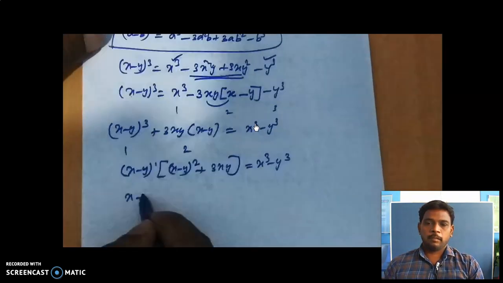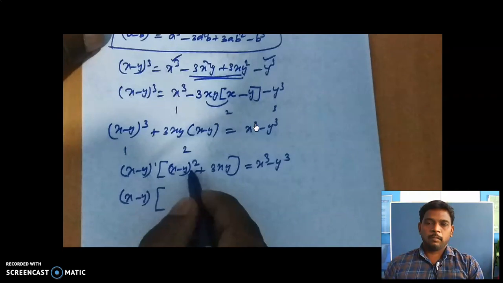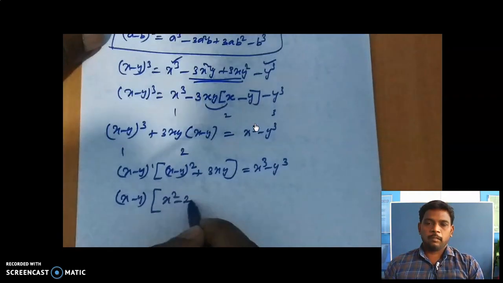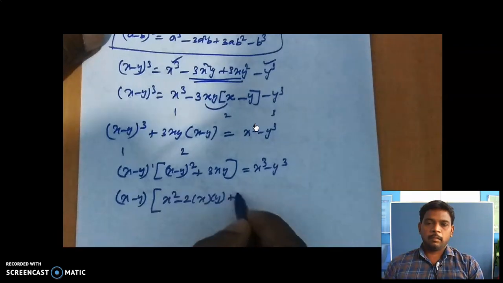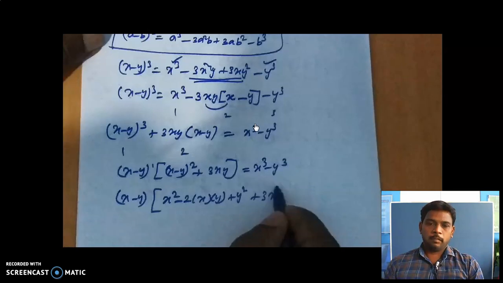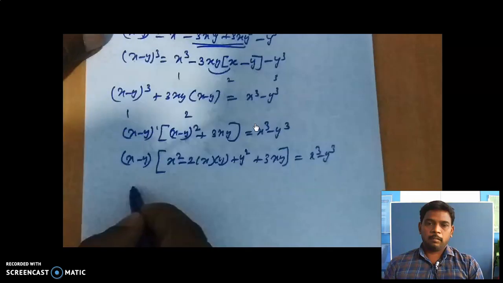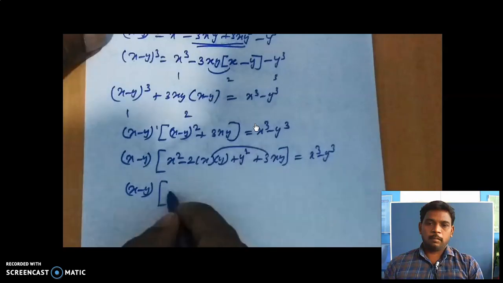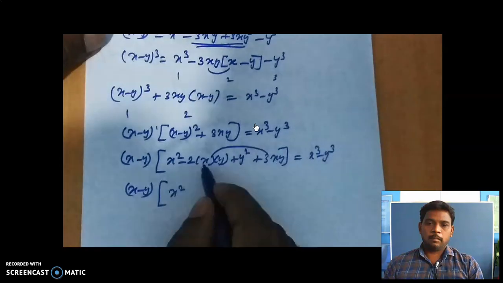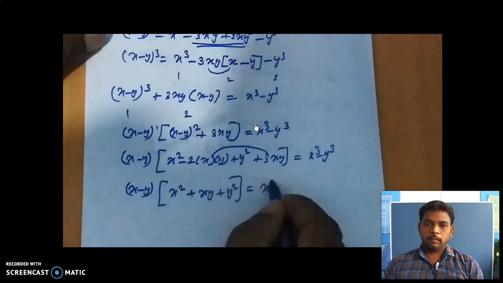So again (x minus y) into, so this one is the (a minus b) whole square formula, right? So what is the (a minus b) whole square formula? a square minus 2ab plus b square, that is x square minus 2xy plus y square, plus 3xy. So equal to x cube minus y cube, right? So again (x minus y) into, now simplify this. So here 2xy, here 3xy. So both are like terms only. So simplify this. When you simplify, here minus 2 times, here plus 3 times, so plus 1 time xy, plus this y square, equal to x cube minus y cube.